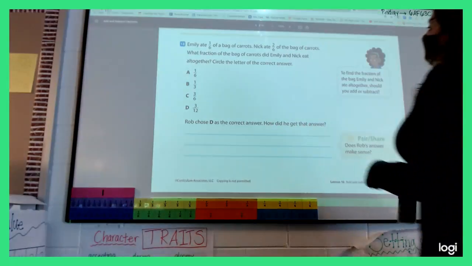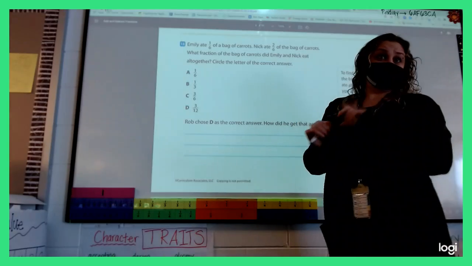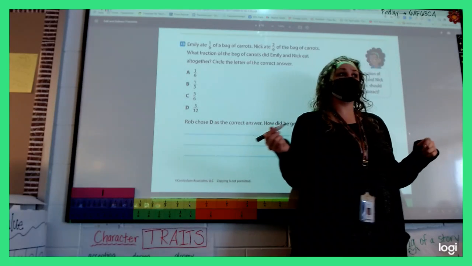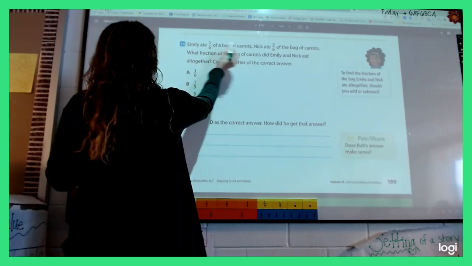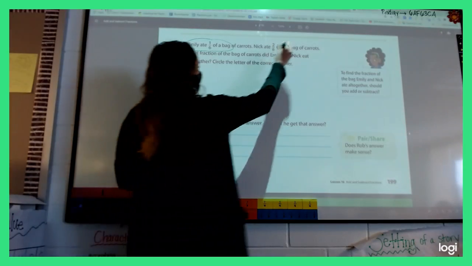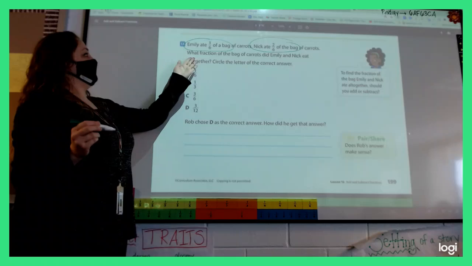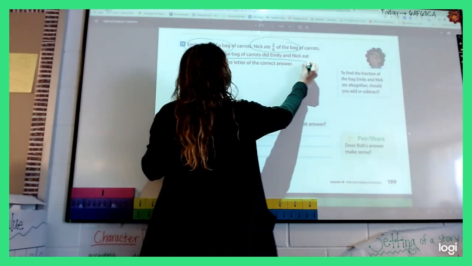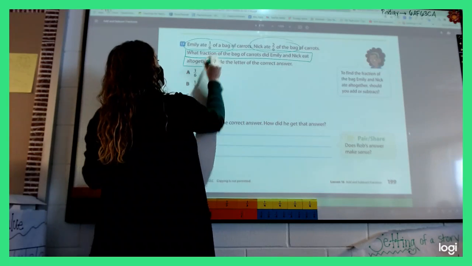So Miss Emily, she's got some carrots. Make sure you mark up the problem with me, okay? Sometimes when you do this in class, you kind of take it for granted. Then on a test, you kind of freeze and go, I don't know where to start. So practice with me. So Emily, 1/6 of a bag. Nick ate 2/6 of the bag. You must love carrots. Okay, our question, which goes in a box. What fraction of the bag of carrots did Emily and Nick eat all together?